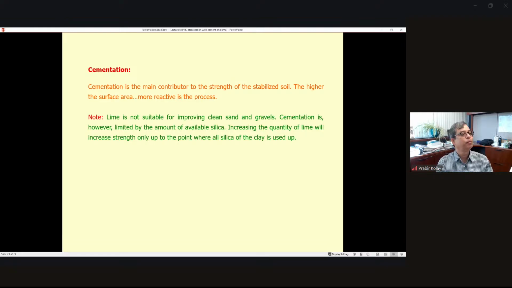Cementation, again, is the main contributor to the reaction of the stabilized soil. The higher the surface area, the more reactive the process is, so more reaction will take place. So lime, again, is not suitable for improving clean sand or gravel. Cementation is, however, limited by the amount of available silica. There are different types of silica, and that's why the pH needs to be increased, and then the alkali silica reaction takes place and increases the strength up to a point where all the silica of the clay is used up.